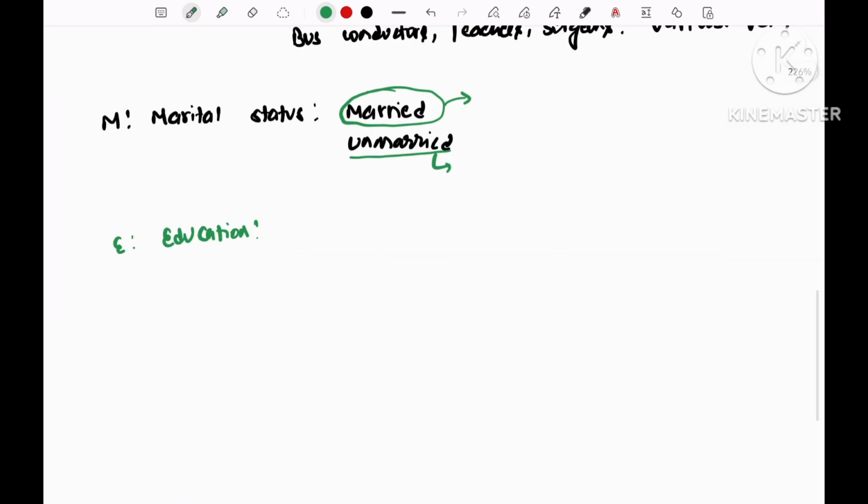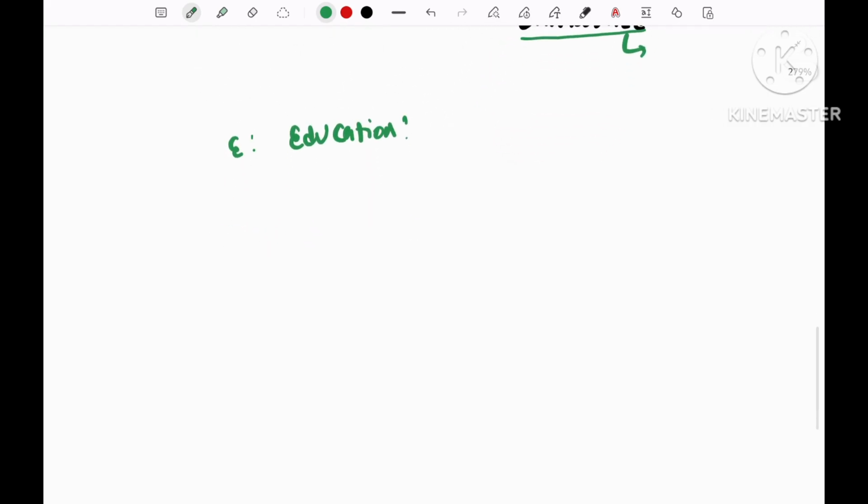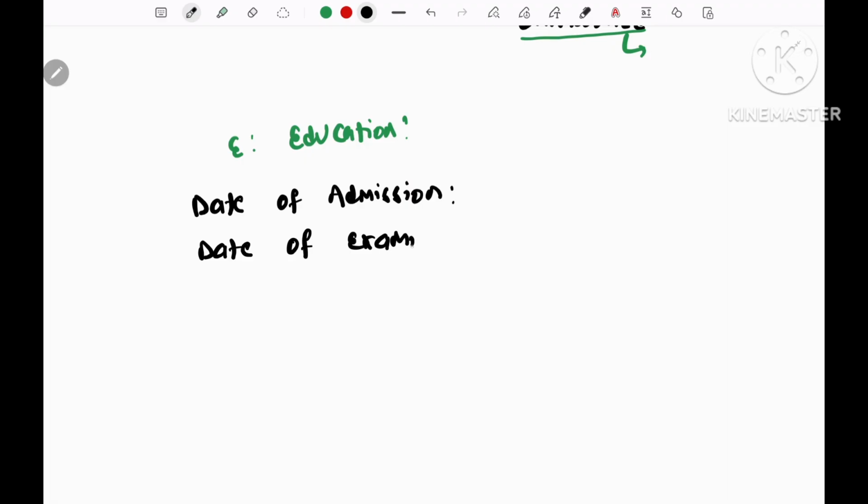And in some hospitals, there is also the practice of mentioning the date of admission, and the second one is the date of examination.